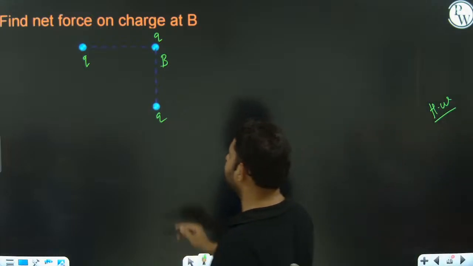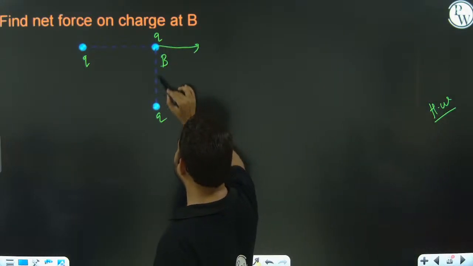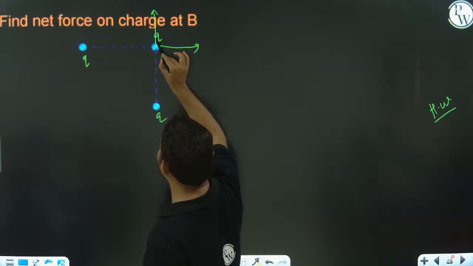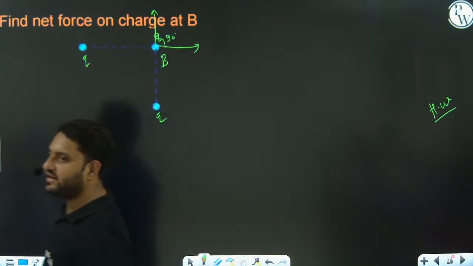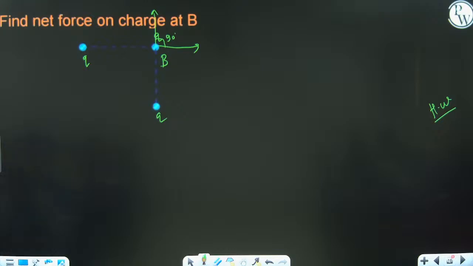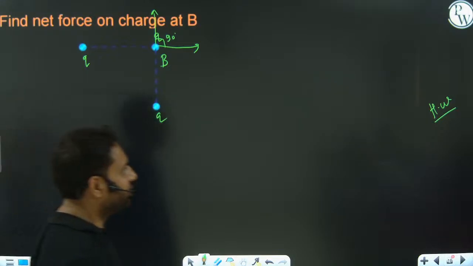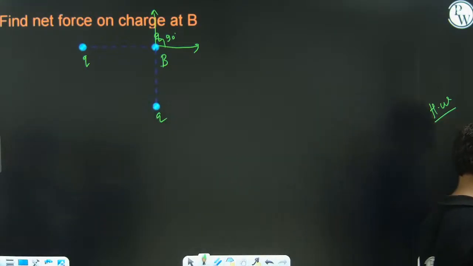How to calculate it? This will exert a force like this. This will exert a force like this. Angle between those forces is 90 degree. Apply the Coulomb's law. You will get the final answer. Yes or no? Okay, very good. Do it in homework. Noted?